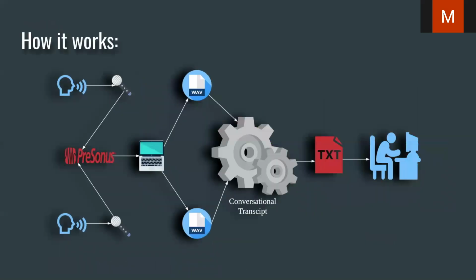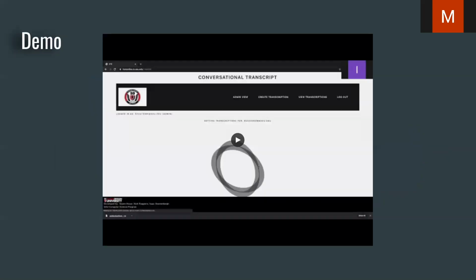The way our software works is you record your audio through an audio interface. We use the PreSonus audio interface, but anything that will output a WAV file will work. And then you upload those WAV files into our system, and then we transcribe each channel of audio and combine them into an editable transcript. And up next, Isaac is going to give you a brief demo of our software.